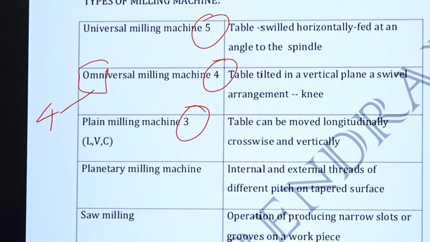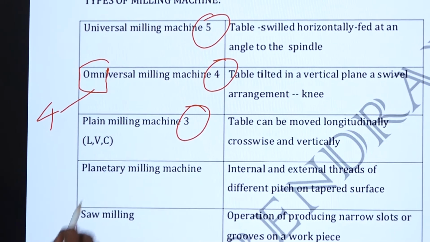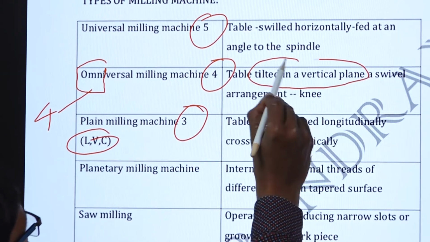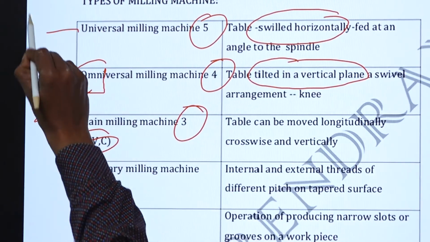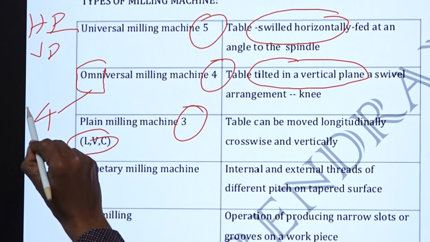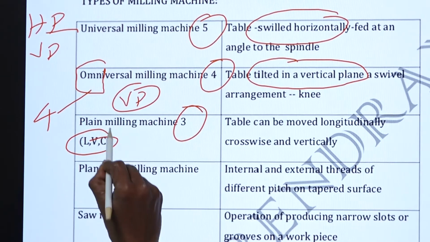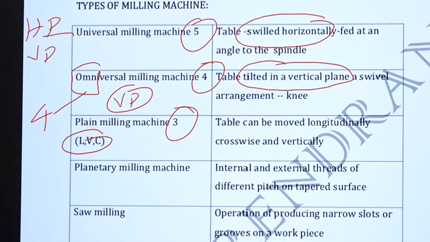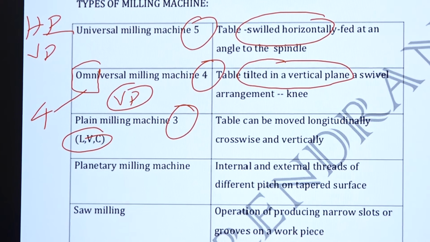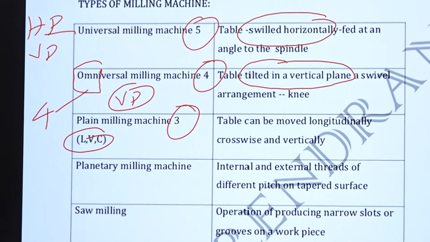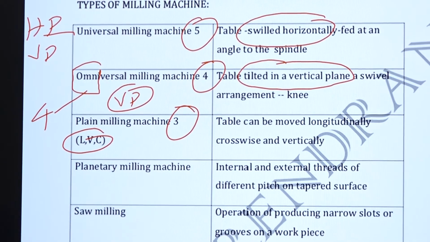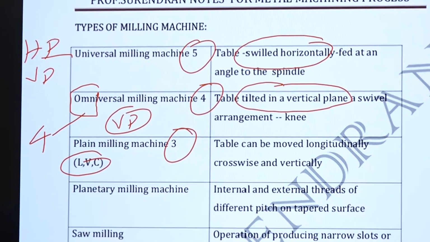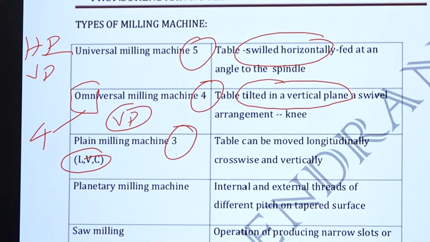So what is that? Longitudinal, vertical and crosswise movement is here. Instead of that, the table can be tilted in the vertical plane here, and tilted in the horizontal plane and vertical plane here. Here only the vertical plane. Here longitudinal, crosswise and vertical movement. So 3 possible movements can be provided in plane milling machine, 4 possible motions in omniversal milling machine, and 5 possible motions in universal milling machine.